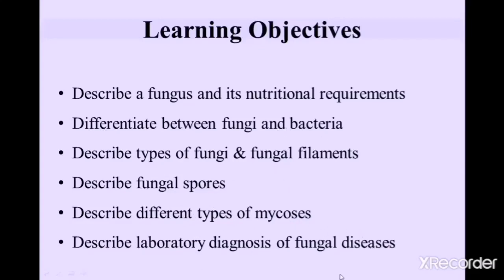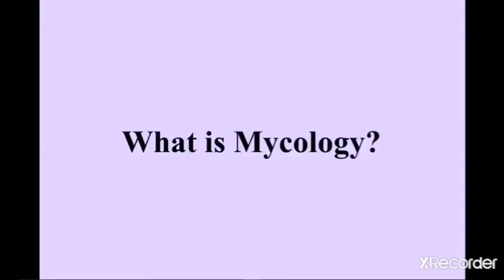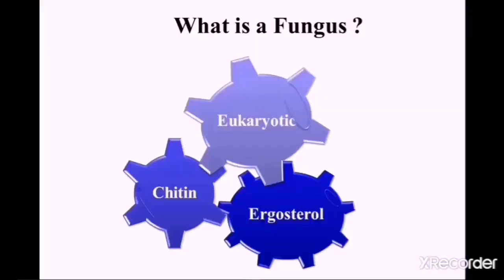Both of these are very important. What is medical mycology? It is the study of fungi causing diseases in human beings. What is a fungus? It is a eukaryotic organism, that is, it has a true nucleus. There is also a cell wall which contains chitin, and this chitin is composed of N-acetylglucosamine and beta-glucan.